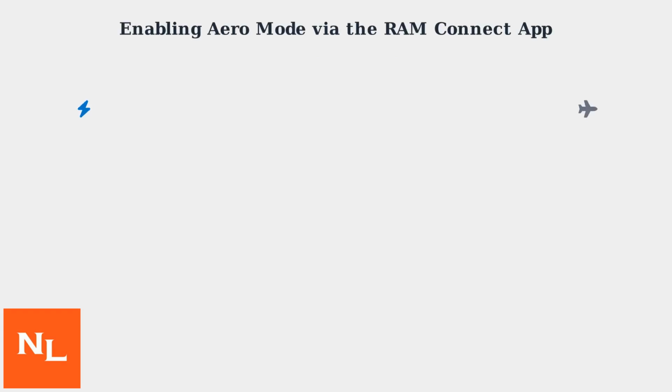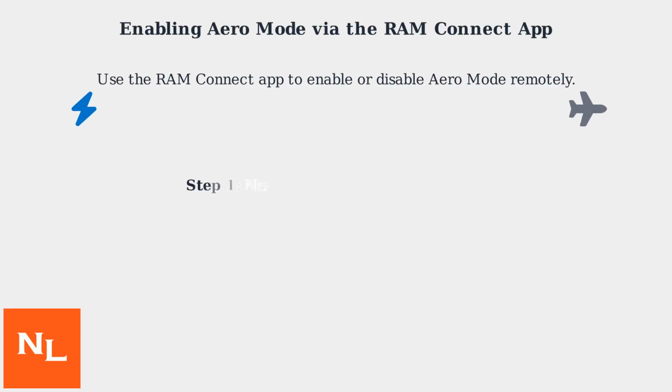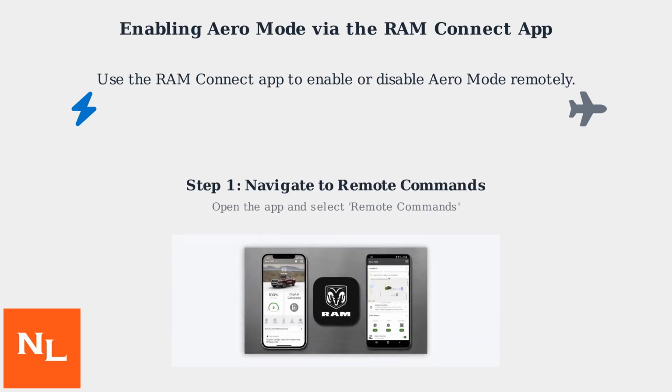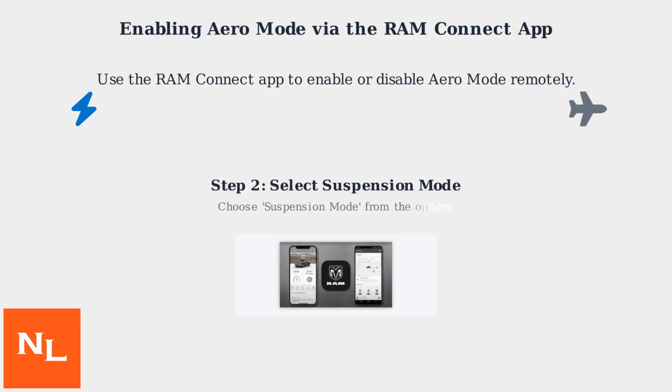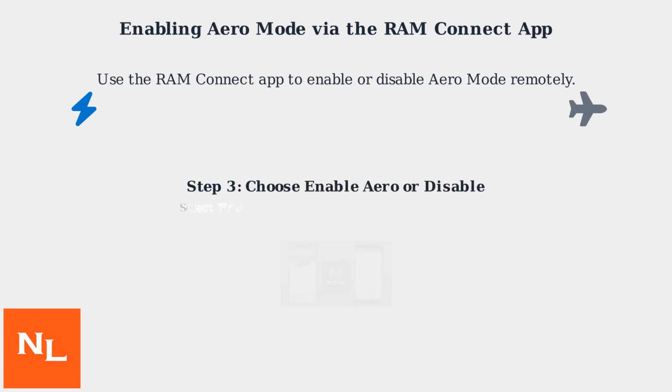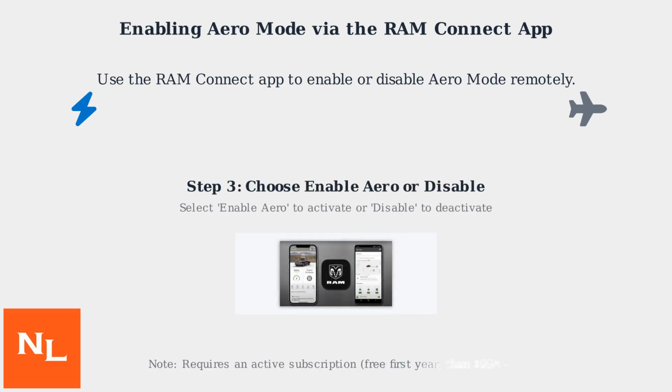To enable or disable Aero Mode using the Ram Connect app, first pair your smartphone with the vehicle. Open the app and navigate to Remote Commands. Then select Suspension Mode. Choose Enable Aero to activate the mode for better fuel efficiency at highway speeds, or disable to raise the suspension for comfort and clearance. This feature requires an active subscription, which is free for the first year.